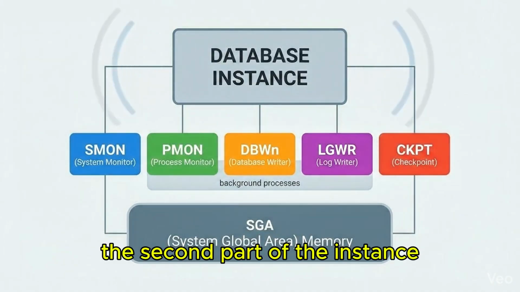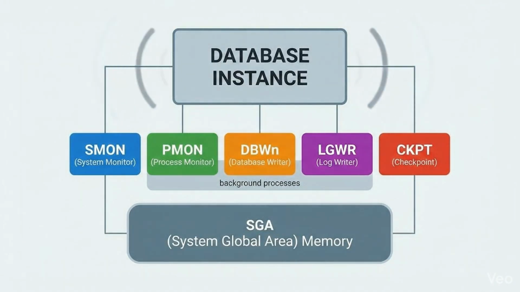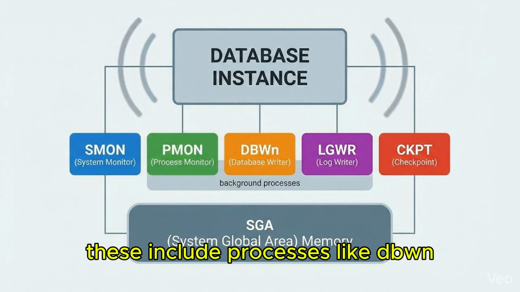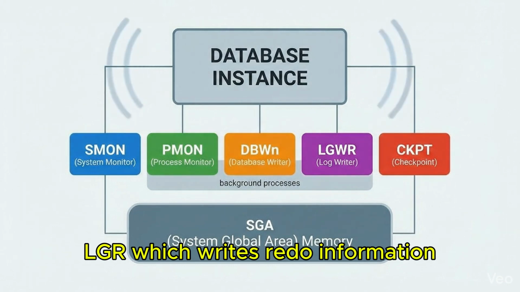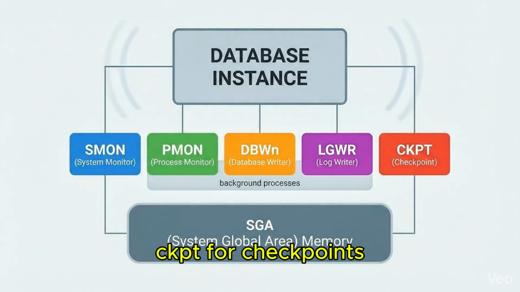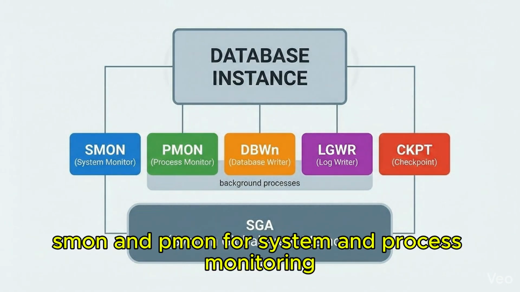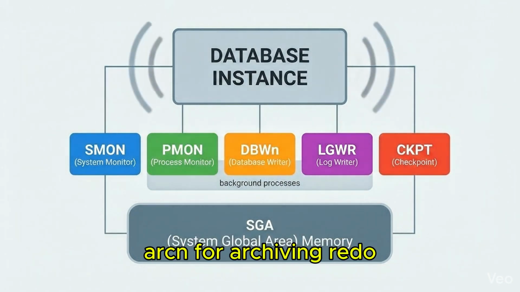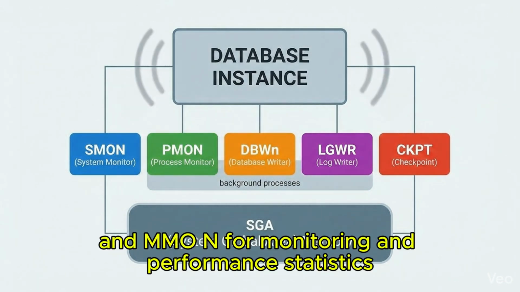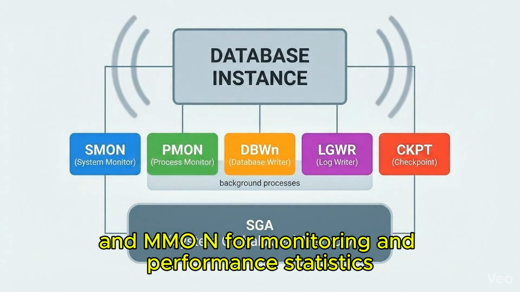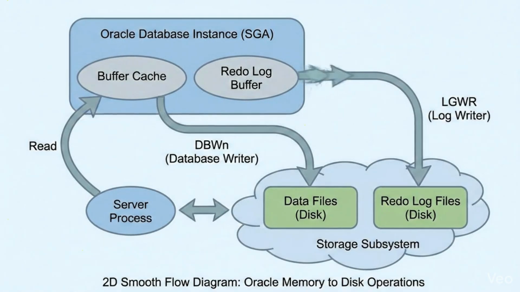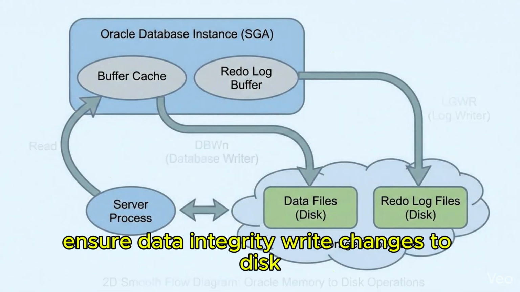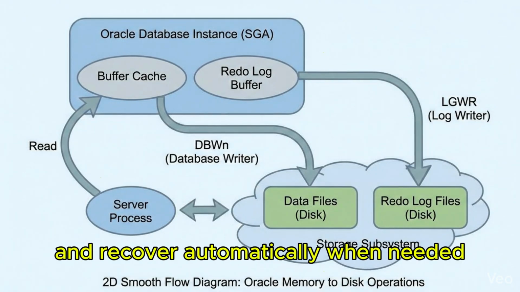The second part of the instance is the background processes. These include processes like DBWn, which writes data to disk, LGWR, which writes redo information, CKPT for checkpoints, SMON and PMON for system and process monitoring, ARCn for archiving redo logs, and MMON for monitoring and performance statistics. Together, these background processes keep the database running, ensure data integrity, write changes to disk, and recover automatically when needed.